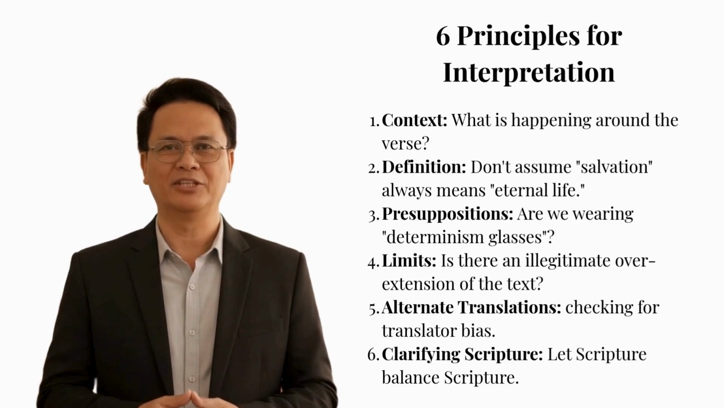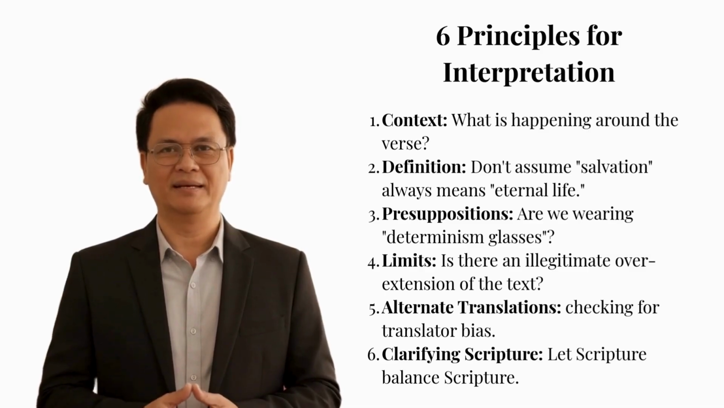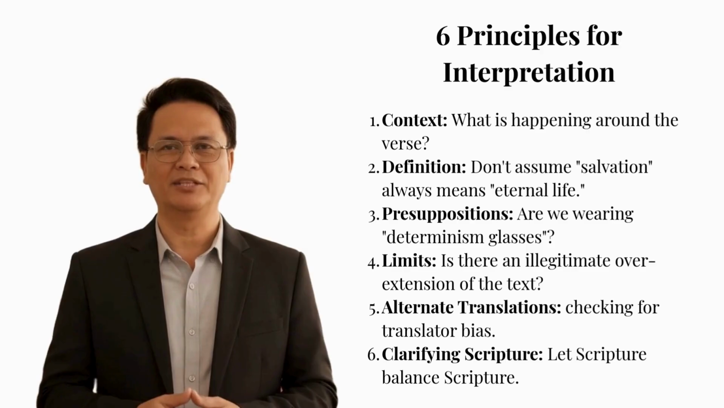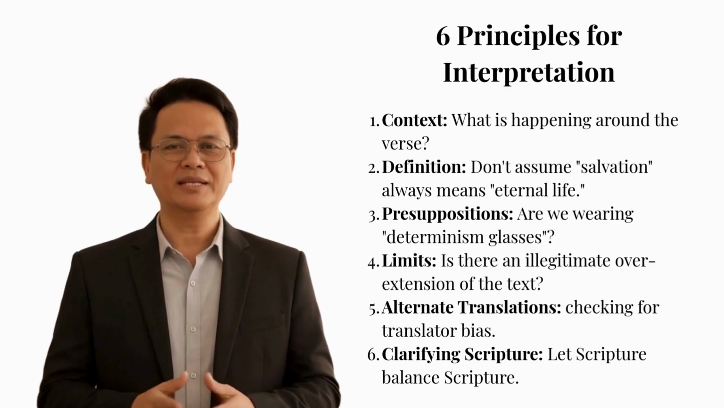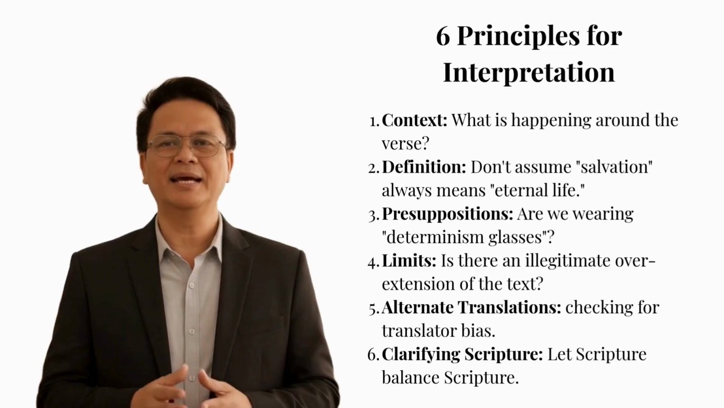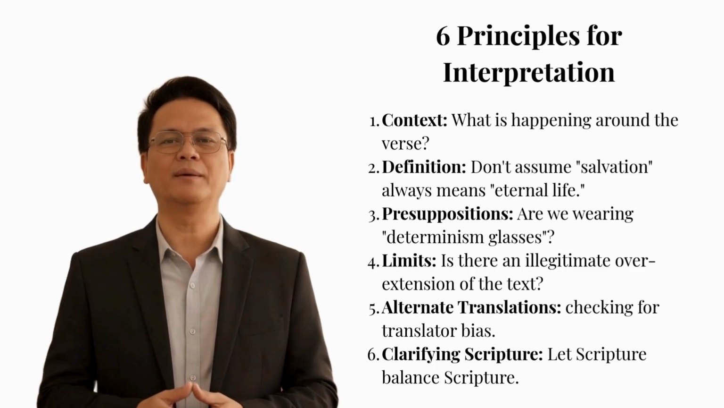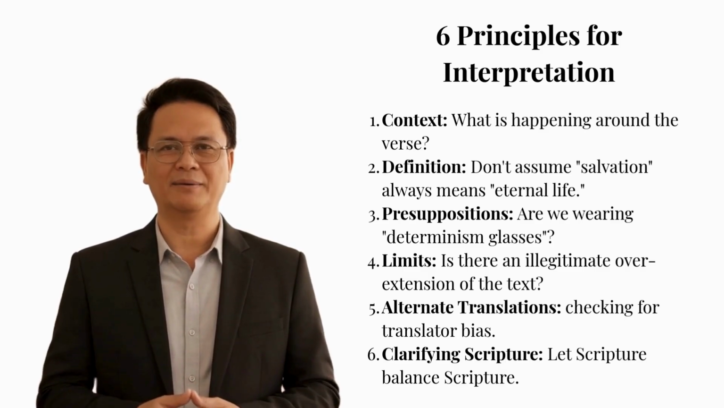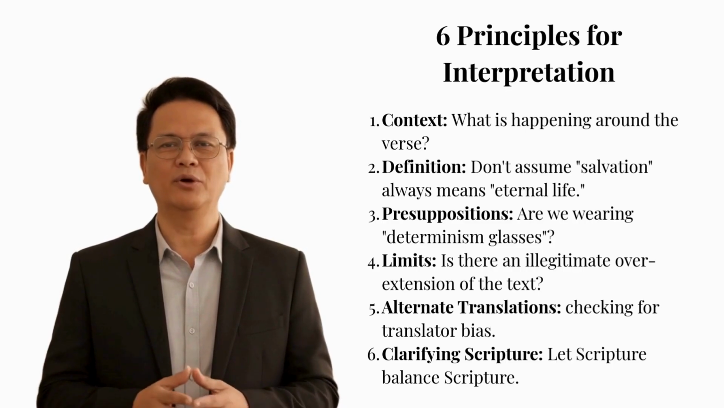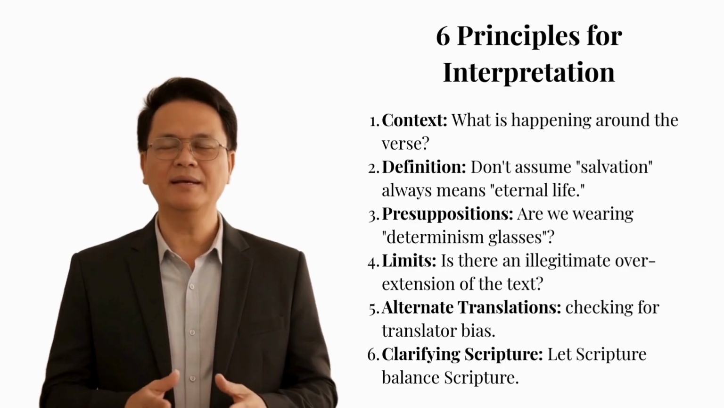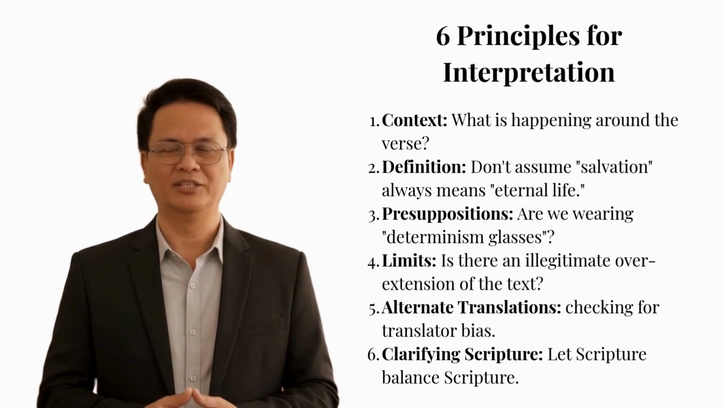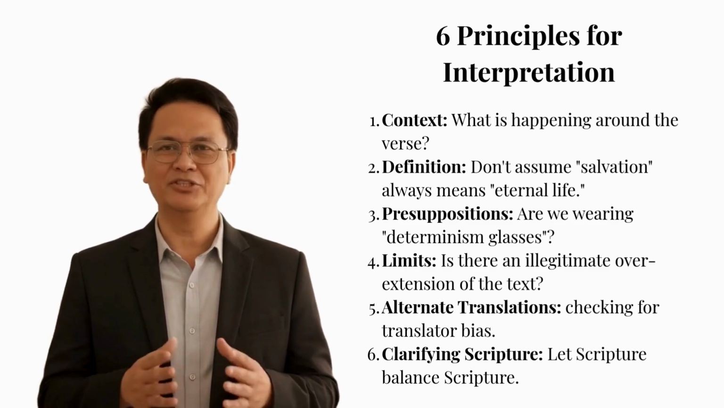5. Alternate translations. Translators have biases. Sometimes an English translation leans toward a specific theology that the original Hebrew or Greek author didn't intend. 6. Clarifying scripture. What other verses modify the absolute statement? If one verse says always, but another says except in this case, we have to let scripture balance scripture. If you use these 6 principles, you're going to find a Christian, relational God, not a Stoic, dictatorial micromanager. Let's apply these to the Clobber Passages, the verses usually used to prove total determinism.